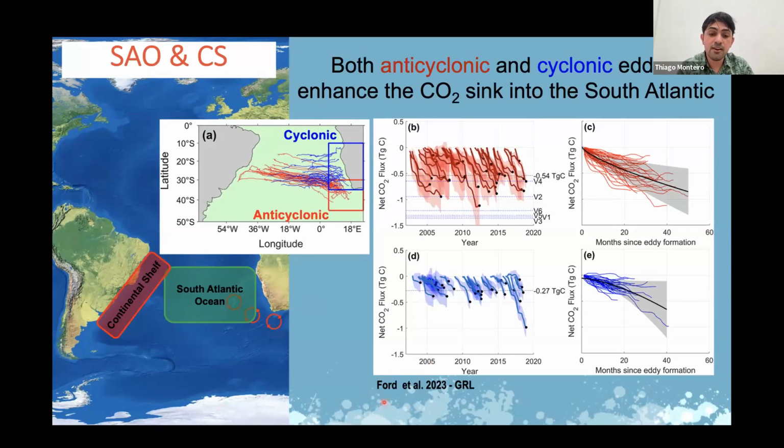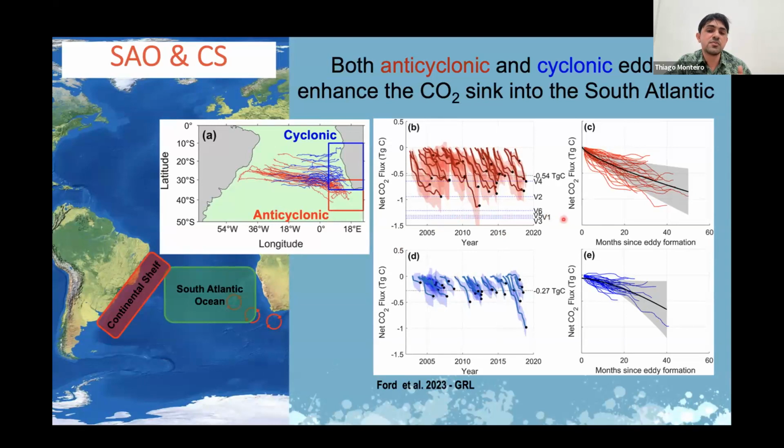So in this paper, FURG used a very large data set for eddies in the South Atlantic Ocean, and they discovered that both anticyclonic eddies from the Agulhas system and cyclonic eddies from the Benguela upwelling system enhance the CO2 sink in the South Atlantic Ocean. Here in red, we can see the CO2 fluxes associated with the anticyclonic eddies, and in blue, those associated with the cyclonic eddies. And we can see that both structures uptake more CO2 than the surrounding waters.